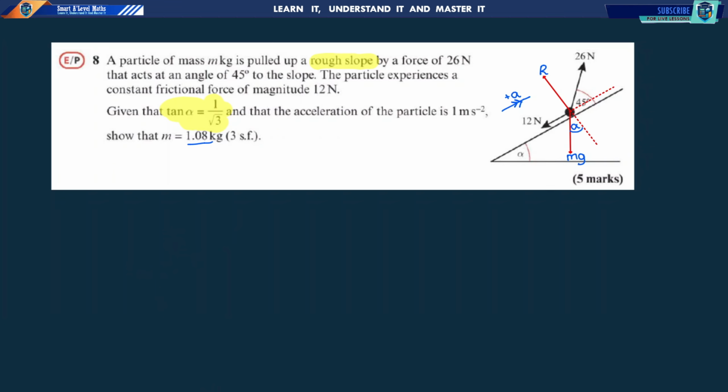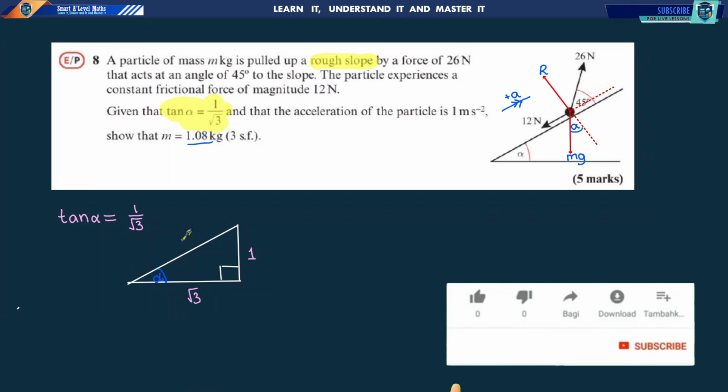So let us draw the right angle triangle just next here. Let us indicate our angle alpha. If we have tan alpha as 1 over root 3, tan is defined by opposite over adjacent. So our opposite is 1, adjacent is root 3. So here, obviously, we're going to get 2.